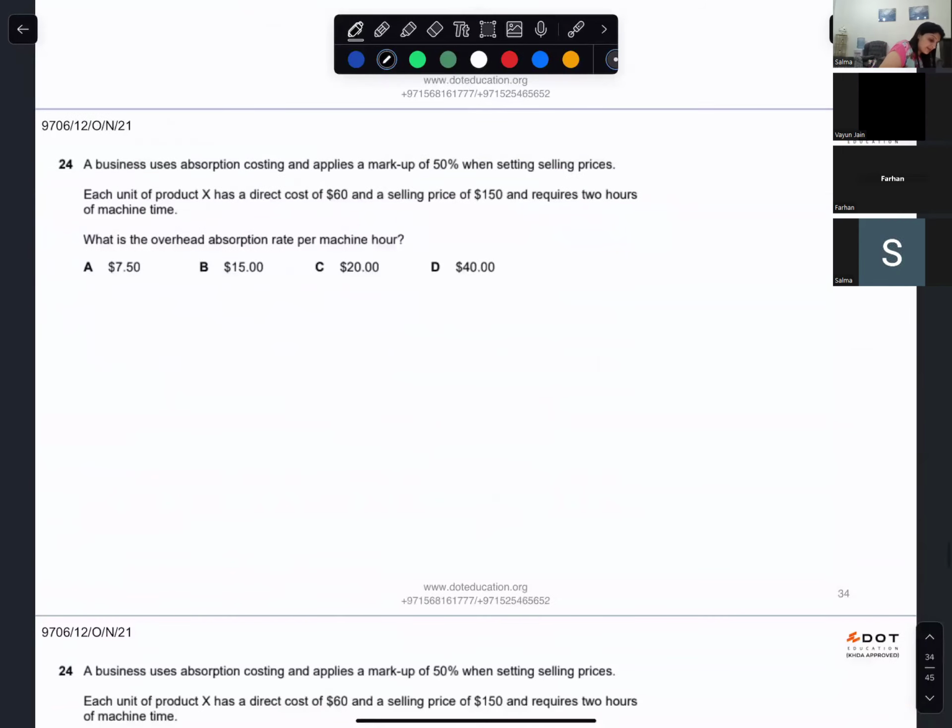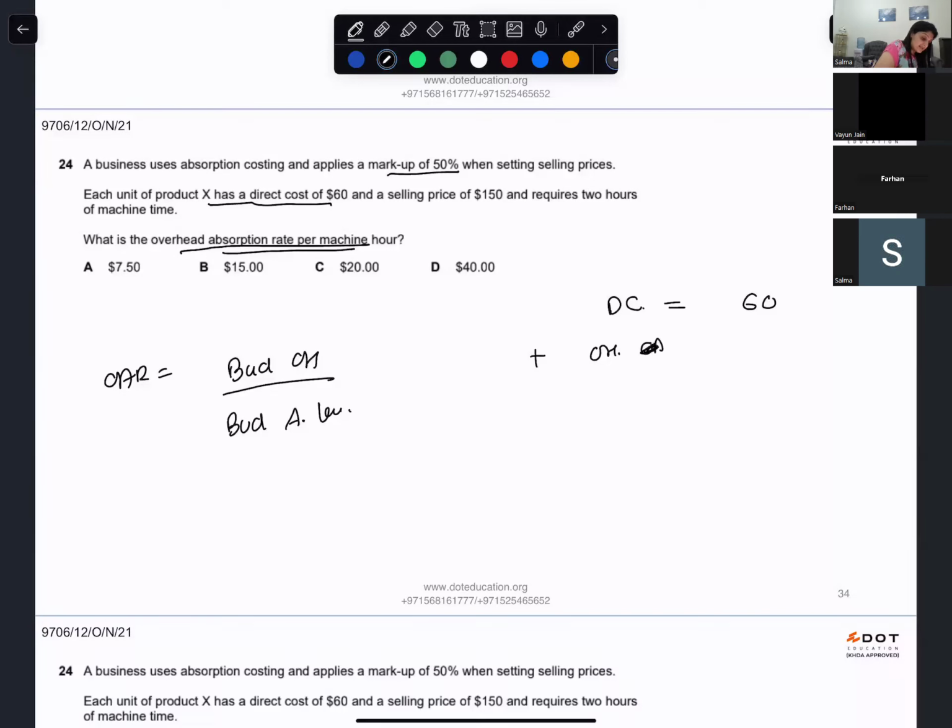Next one. Overhead absorption rate per machine hour. How do you get OAR? Budgeted overheads divided by budgeted activity level. So the business uses absorption costing and has a markup of 50%. Unit X has a direct cost of 60, plus I need to find out the overheads. That would be OAR into 2 hours of machine time. It would give me my total cost. Total cost plus the profit would give me the selling price.